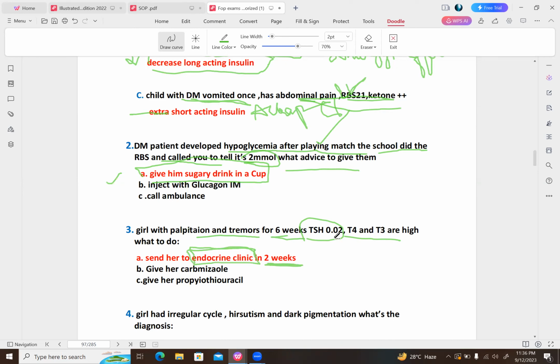Why 2 weeks? So that we can repeat this report of the thyroid function test, and we can compare the two readings and comment, and if we want to commence the treatment, at least we have two readings to commence the treatment. Okay, so better you send.